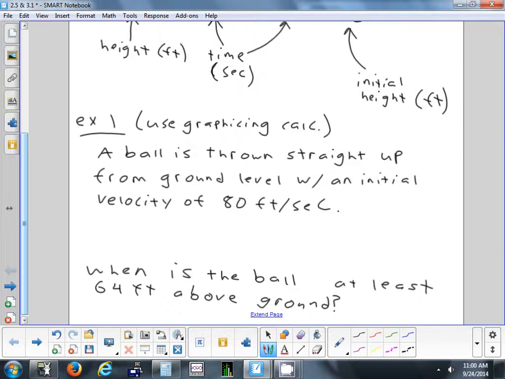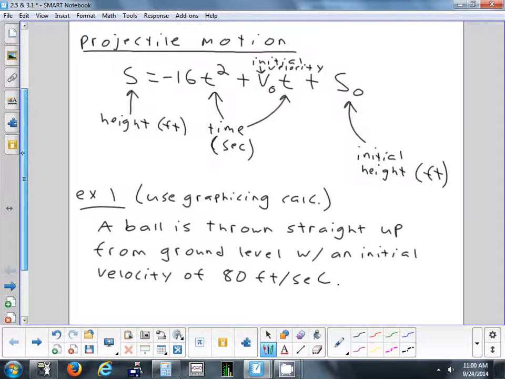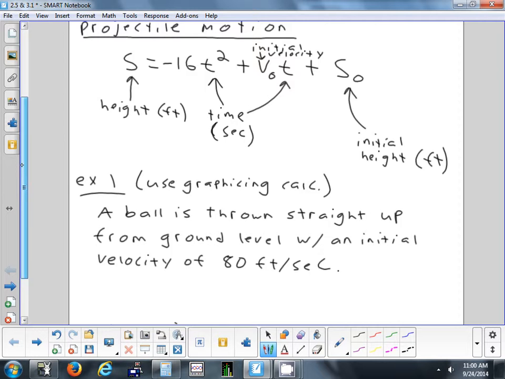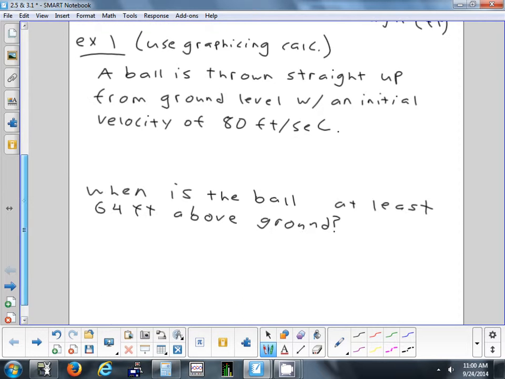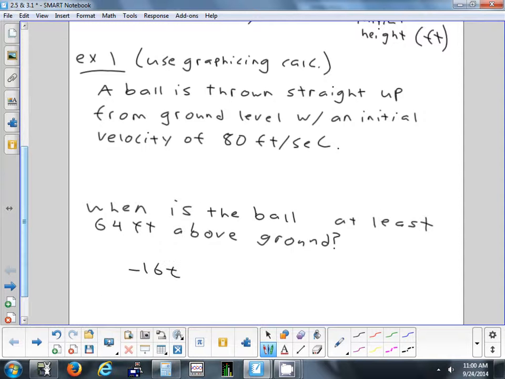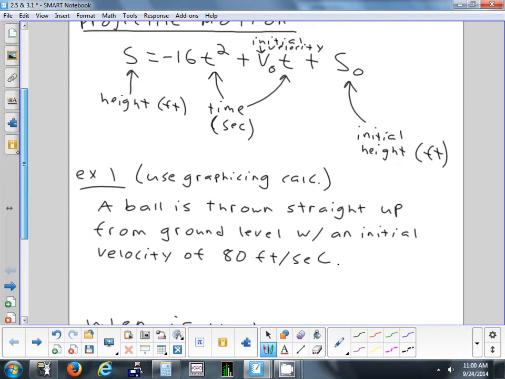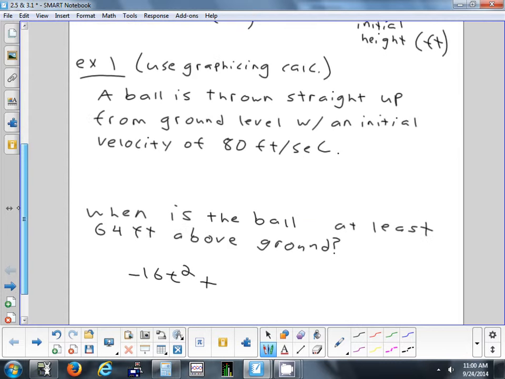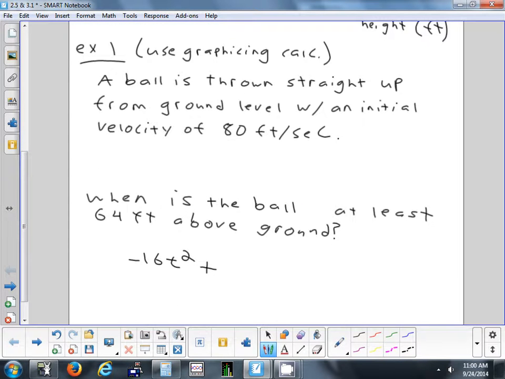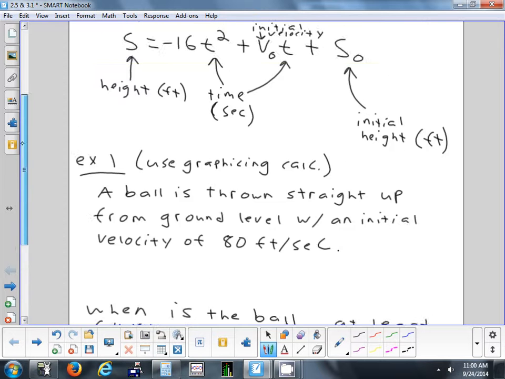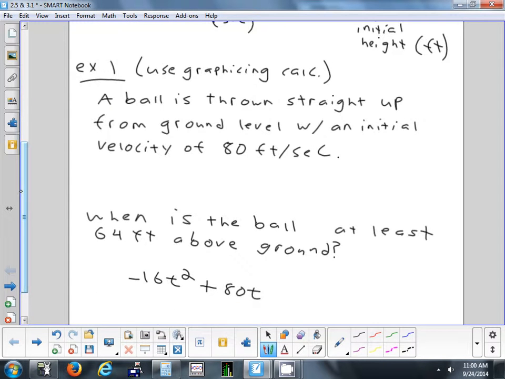Okay, first thing I need to do is fill in my equation for projectile motion. So I get negative 16t squared plus v sub 0, that's my initial velocity. Brianna, what's my initial velocity in this problem? It's 80t. And Darren, what's my s sub 0, or what's my initial height? 0. Initial height is 0. So we don't need that.